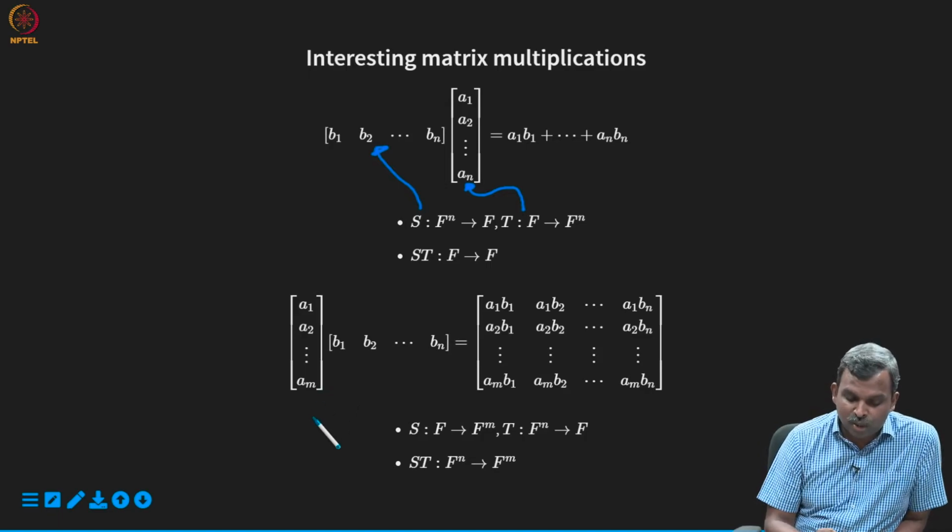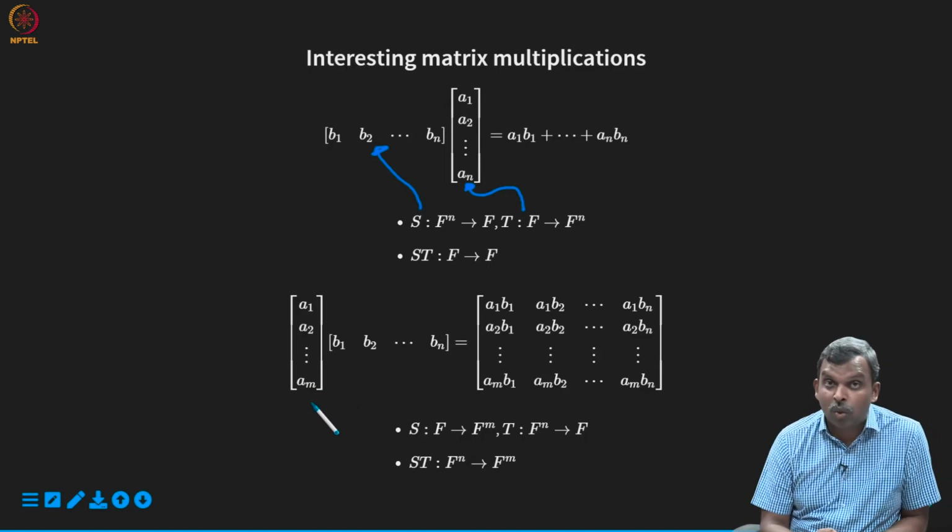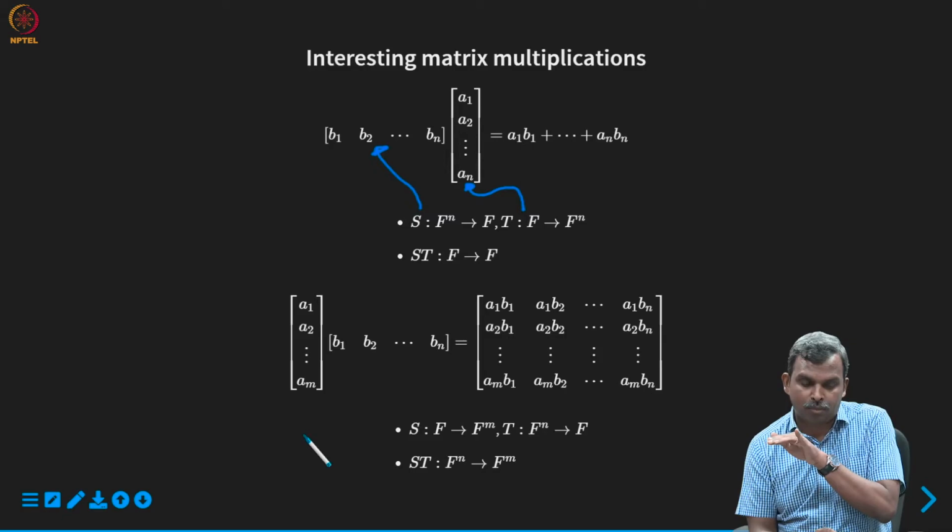The other contrasting situation is here. So you have a column vector multiplying a row vector.